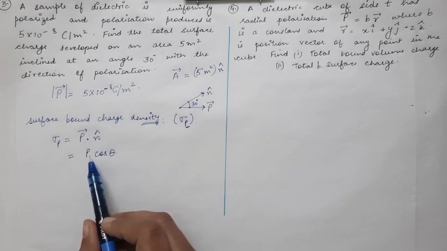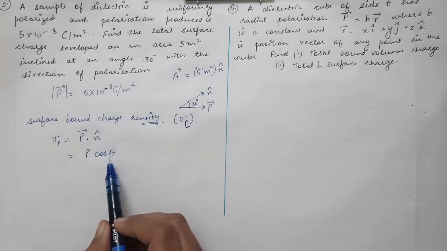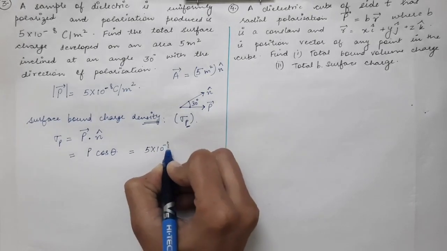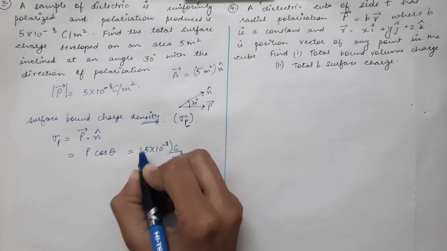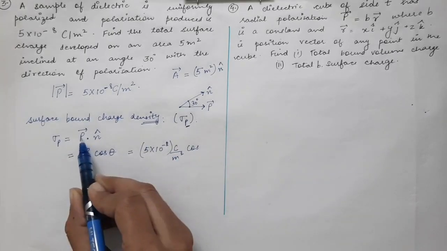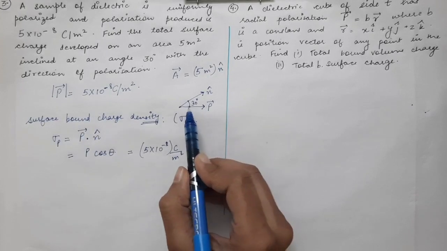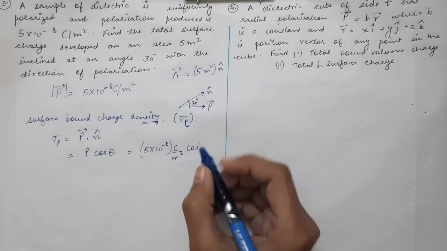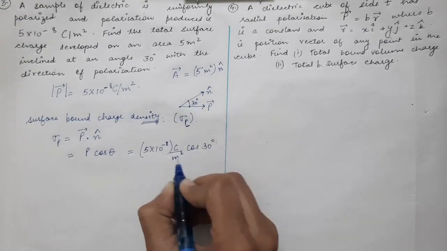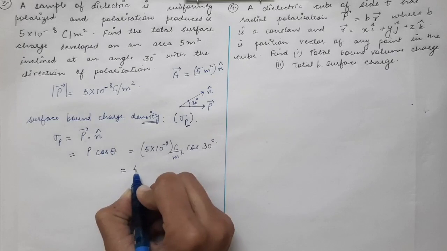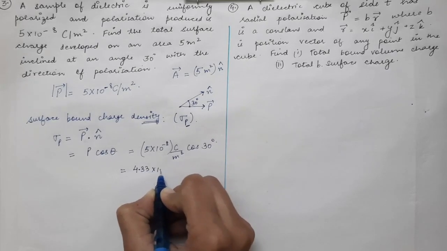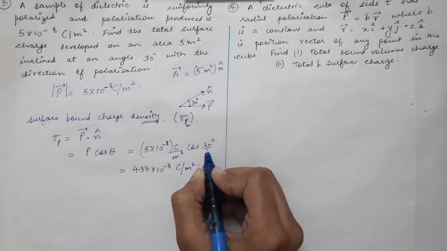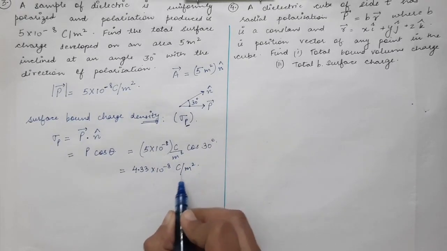We have just opened the dot product, and it will be equal to p cos theta, where p is 5 into 10 power minus 8 coulomb per meter square. What is theta? It is the angle between p vector and n cap, and we are already given in the problem that they make 30 degrees. So we will have cos of 30 degrees, and when you solve this, you will get 4.33 into 10 power minus 8 coulomb per meter square. Cos 30 degrees is root 3 divided by 2.